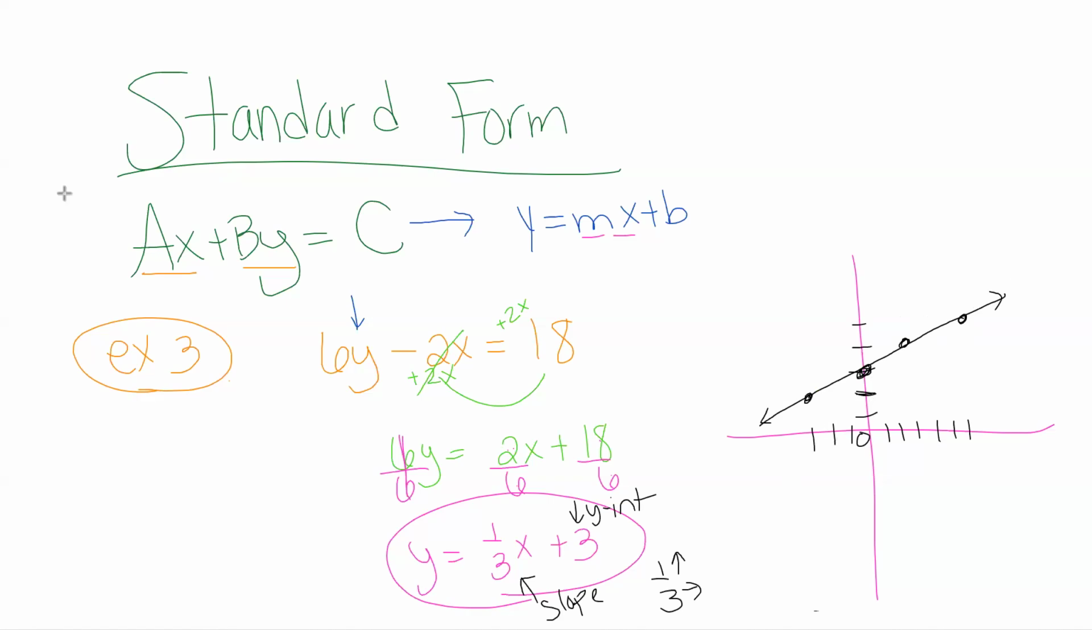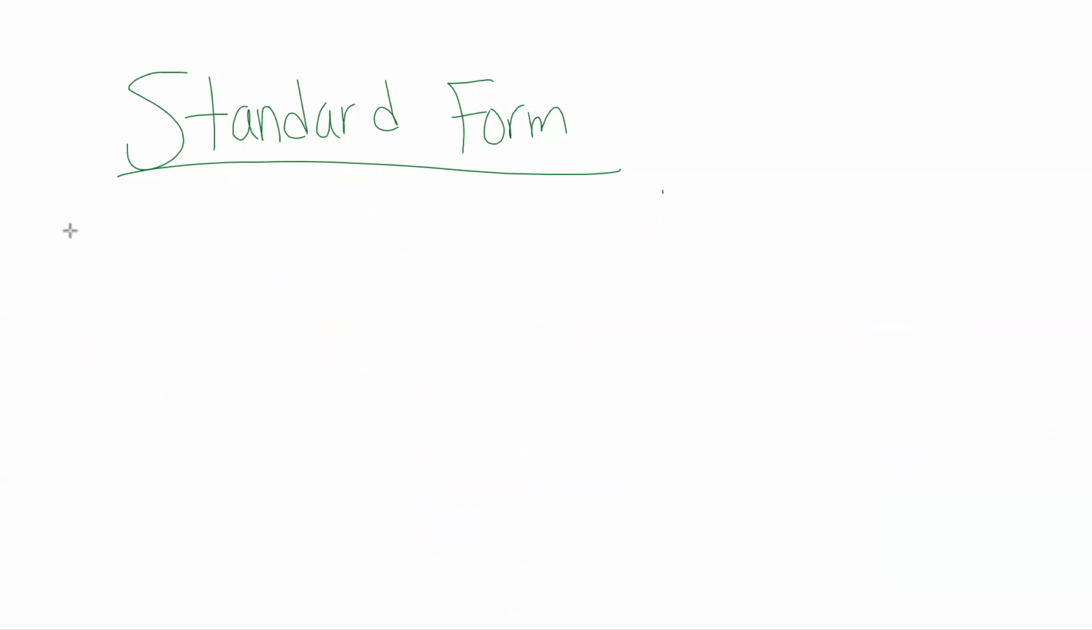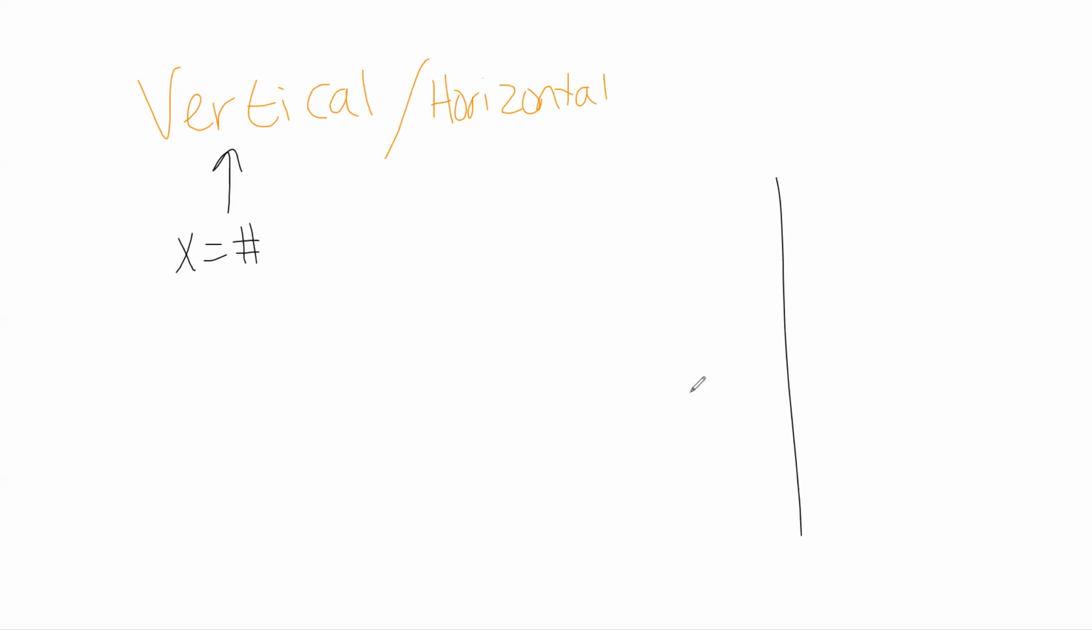And now I just have a couple weirdos that you don't have to put in this form. Let's talk very quickly about vertical and horizontal lines. Vertical lines are always going to be x equals a number. So if you get an equation and the question is graph this, x equals 3, you're going to come on the x-axis, 1, 2, 3. Hit it and make a vertical line.